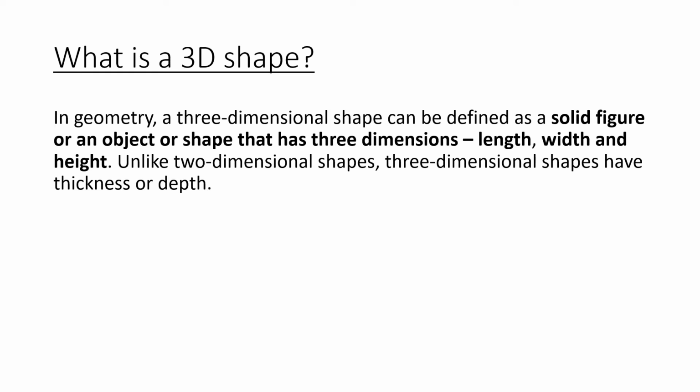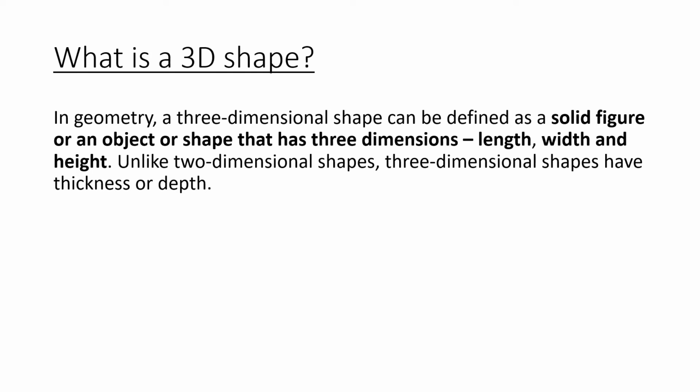So, what is a 3D shape? Well, the definition is on the screen now. In geometry, a 3-dimensional shape can be defined as a solid figure or an object or shape that has 3 dimensions: length, width, and height. Unlike 2D shapes, 3-dimensional shapes have thickness or depth.